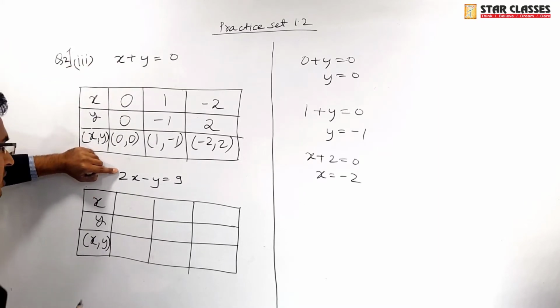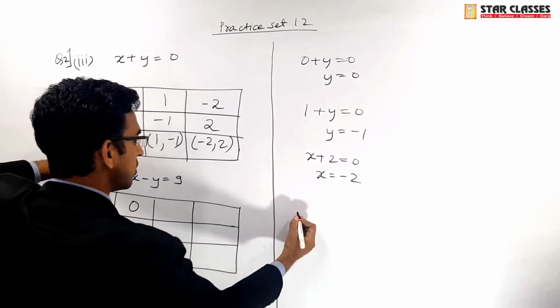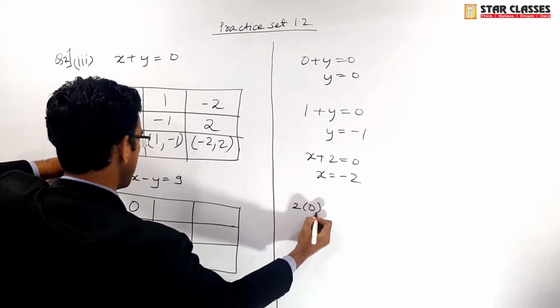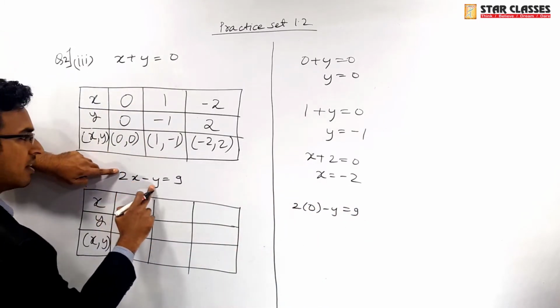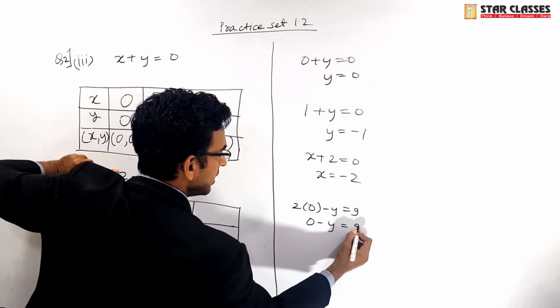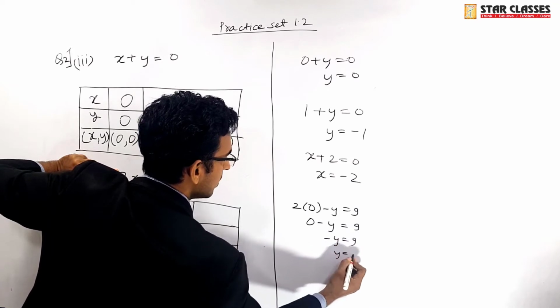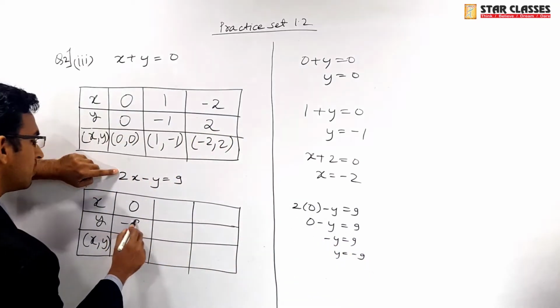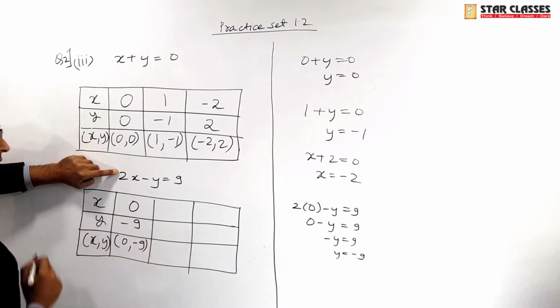Okay, so first let's take value of x as 0. So if I'm taking x as 0, this will become 2 into 0 minus y is equal to 9. So this 0 minus y is equal to 9. So minus y is equal to 9 and y will become minus 9. So this will become 0 minus 9.